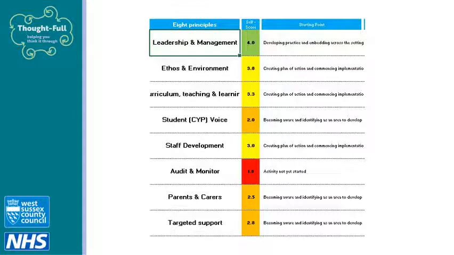And once you have scored each of the 4 statements in each of the 8 areas, you will then get an overview which looks like this, giving you a very quick visual representation of where the strengths lie in your wellbeing provision, so for this school in leadership and management, and where might be your priorities for development, in this case, audit and monitoring.